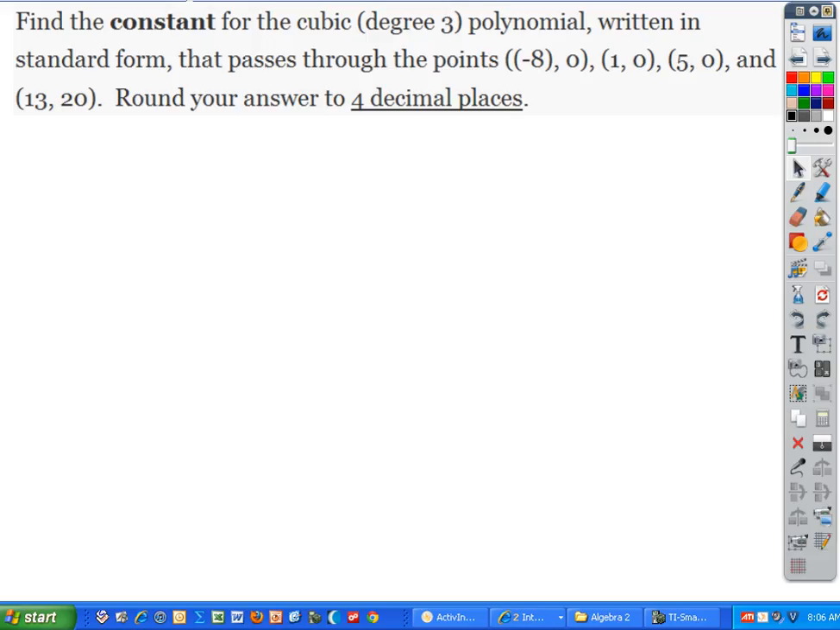Okay, once you get out your graphing calculators, let's see what we can do here.